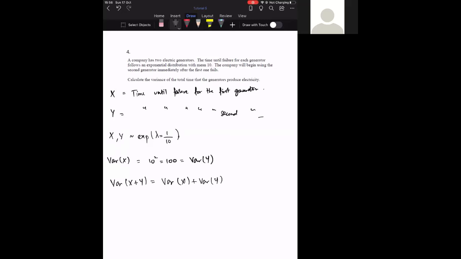Okay, so variance of X plus variance of Y plus 2 times covariance of X and Y. But we know that X and Y are independent, so this just goes to 0. And then we just have 100 plus 100, and the variance of X plus Y is 200.